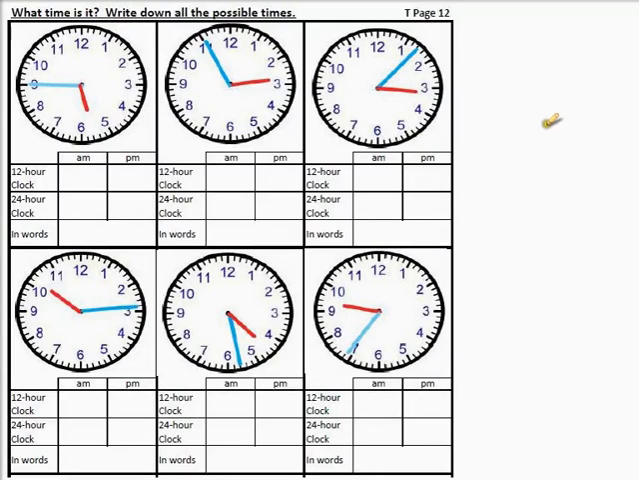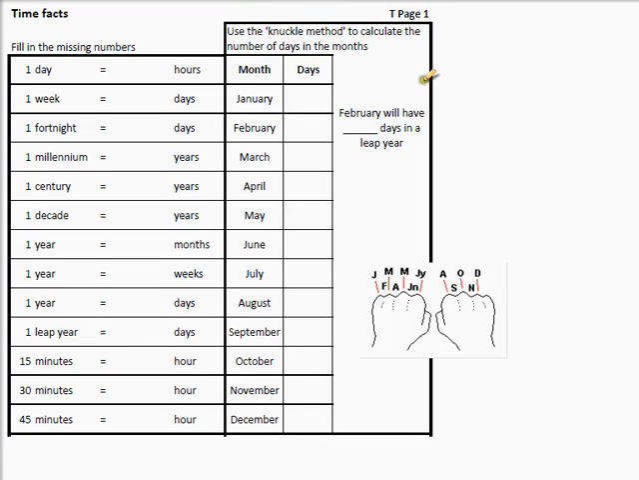In this video I want to show you all about time, all you need to know about time. How to read the clock, how to work out the 12-hour clock, the 24-hour clock, and so on. Okay, so let's get started with time facts. Everything you need to know, how many hours in one day and so on.